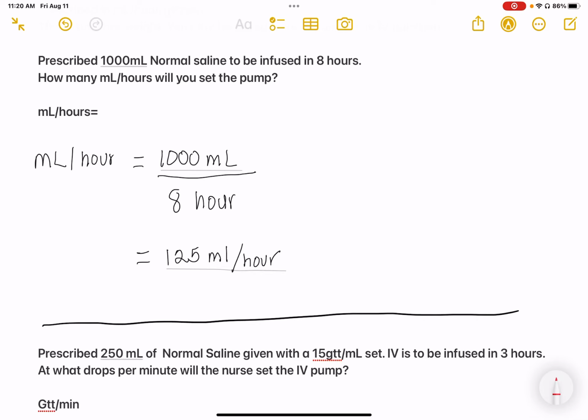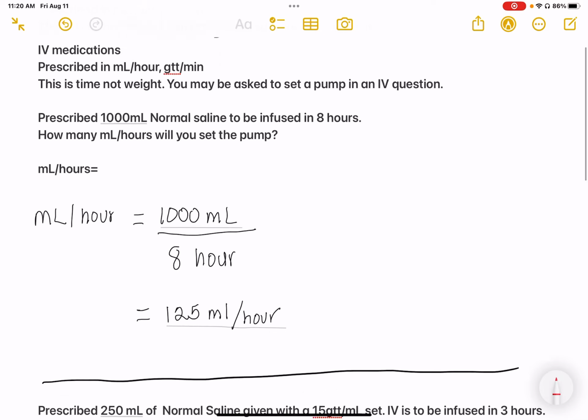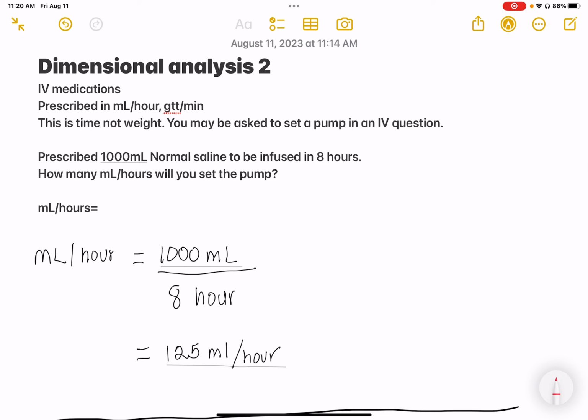So we want to look some more at dimensional analysis now. We're going to look at some IV problems. It's important when you think about IV medications that you remember they're often prescribed as milliliters an hour or drops per minute. Sometimes they're also prescribed as far as in a time, like with an IV piggyback, and we'll talk about that later. But this is all about time, not weight. And so often you're asked to set a pump in an IV question.